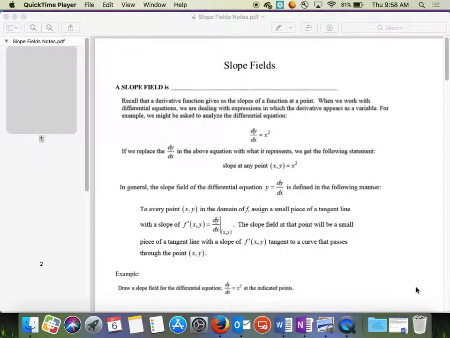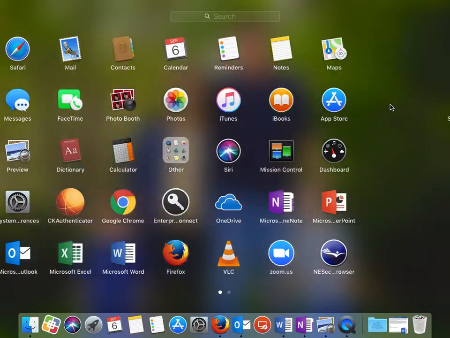Okay, let's talk about a slope field. I also remember that I'm going to have issues drawing on this, so don't mind as I try to pull something up.